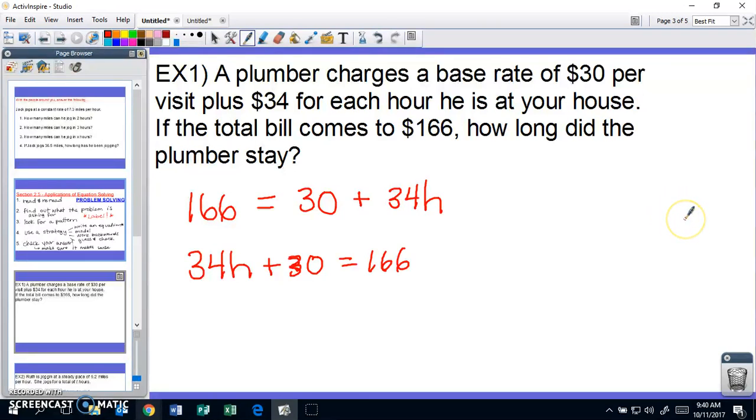Okay? If you were just to reason through this, what I would say is, okay, it costs $166. Let's take off the 30 that he charged just for showing up. So $136 left, and I'm going to divide that.